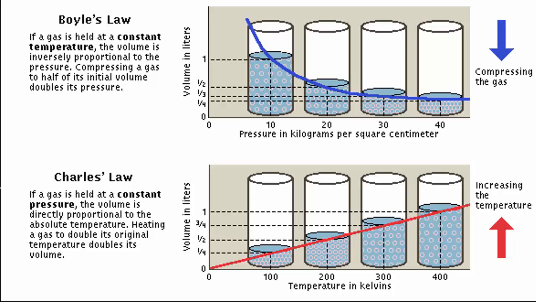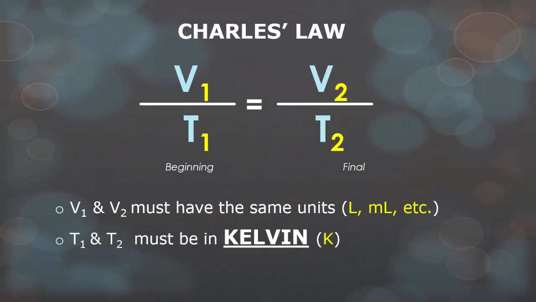Again, Charles's law is a direct relationship between volume and temperature, while Boyle's law from our previous video is an indirect relationship between volume and pressure. So this is Charles's law: V1 over T1 is equal to V2 over T2.